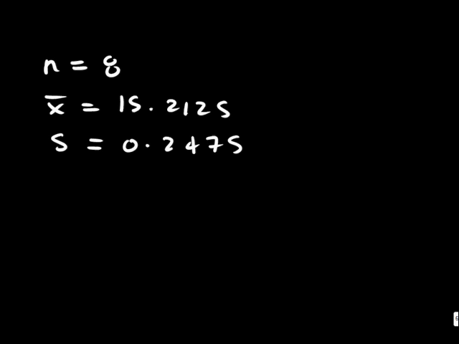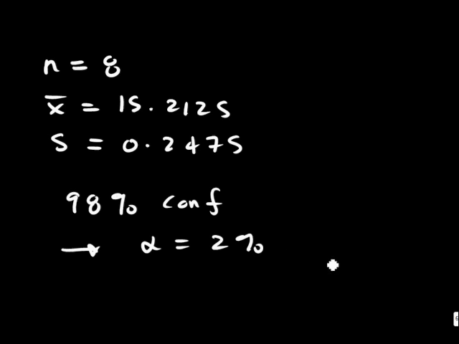And now we have to use the fact that they want us to estimate using the 98% confidence level, which implies alpha, our level of significance, is 2%, which is 0.02. Our degree of freedom, which is 1 less than the sample size, gives us 7.